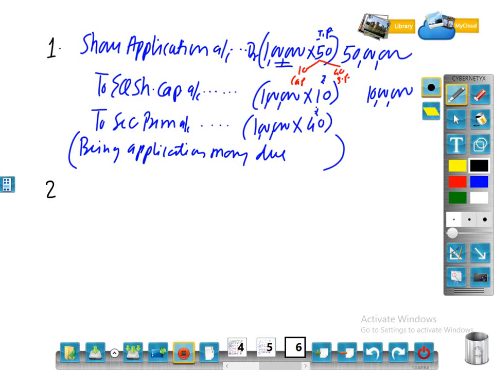Now second journal entry: we are going to receive the actual application money. So actual application money means bank account debit. How many applications did we receive? 80,000, right? 80,000 is the application money received. 80,000 multiplied by 50, 40 lakh.